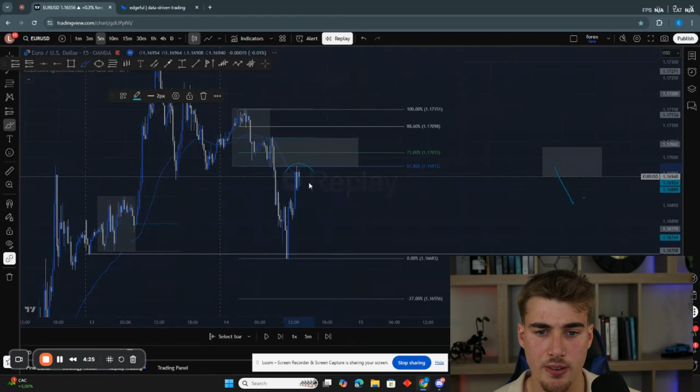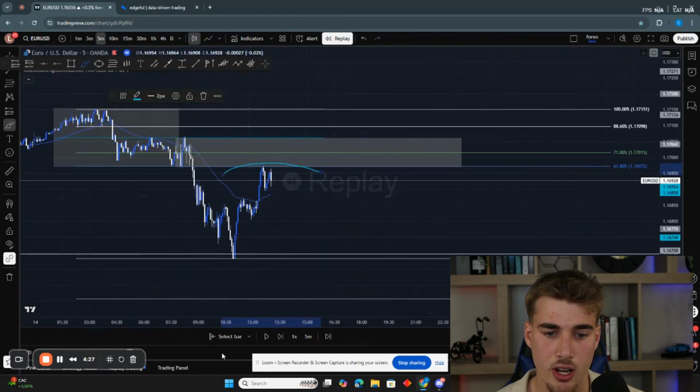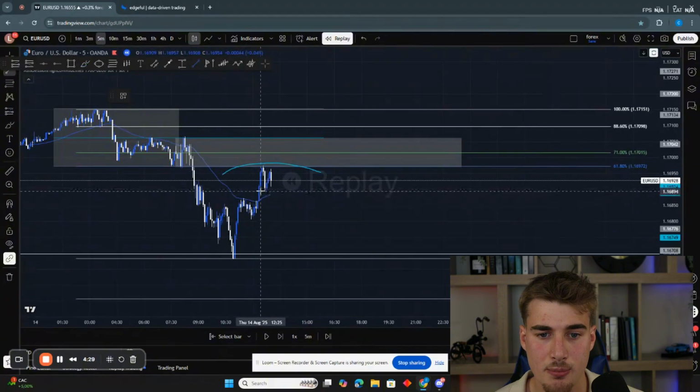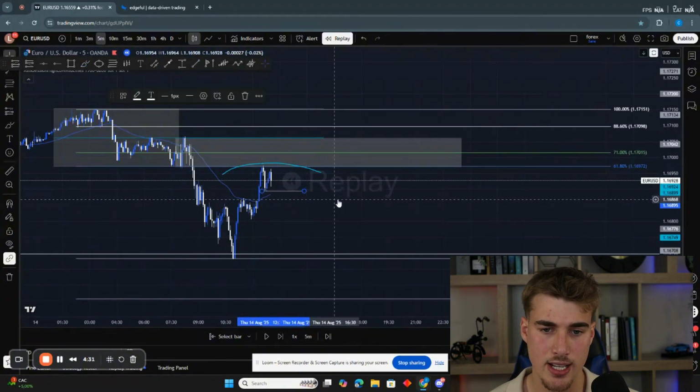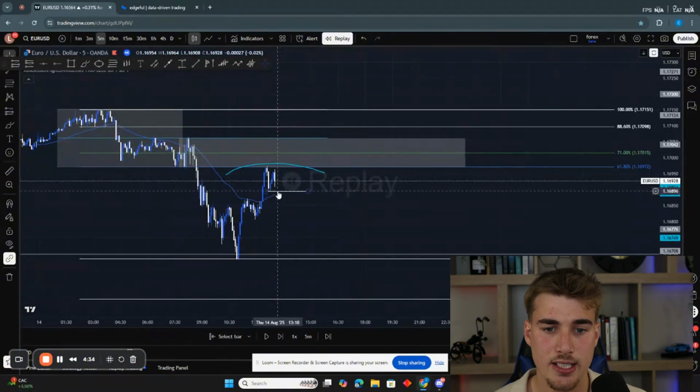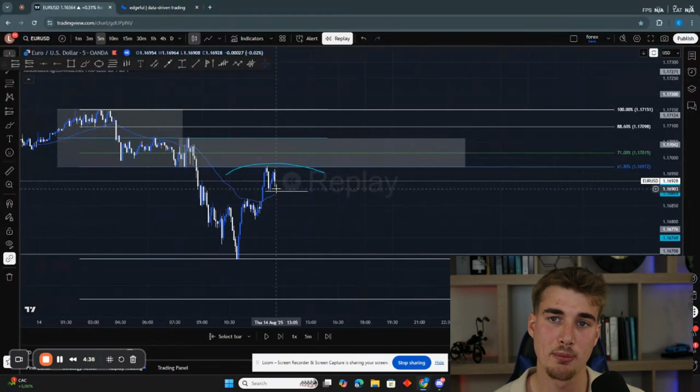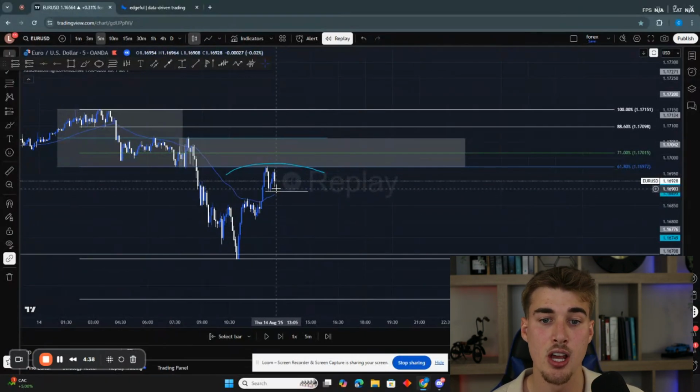Now we drop down to the 5. Essentially, I want to see a break of structure to the low. And what I'm looking for is simply this 5-minute low crack down here at the point, right? The next thing I'm going to look for is that's essentially when I'm going to be entering my position, right?